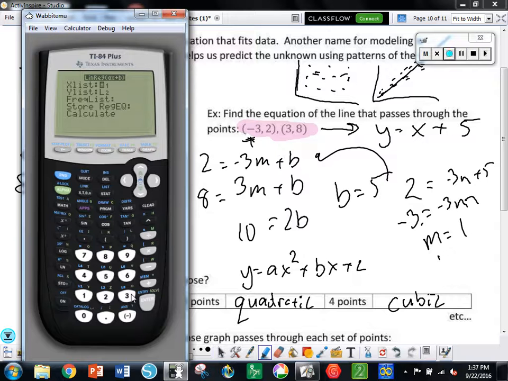Does that make sense? Because that's how you're going to go about it. Okay, Josh? So for me, my x list is in L1, I hit enter. My y list is in L2, so I'm going to hit enter. My frequency list, I don't have to worry about that. I just hit enter. I will store something later, but not right now. I'm going to hit enter, and then I hit calculate.